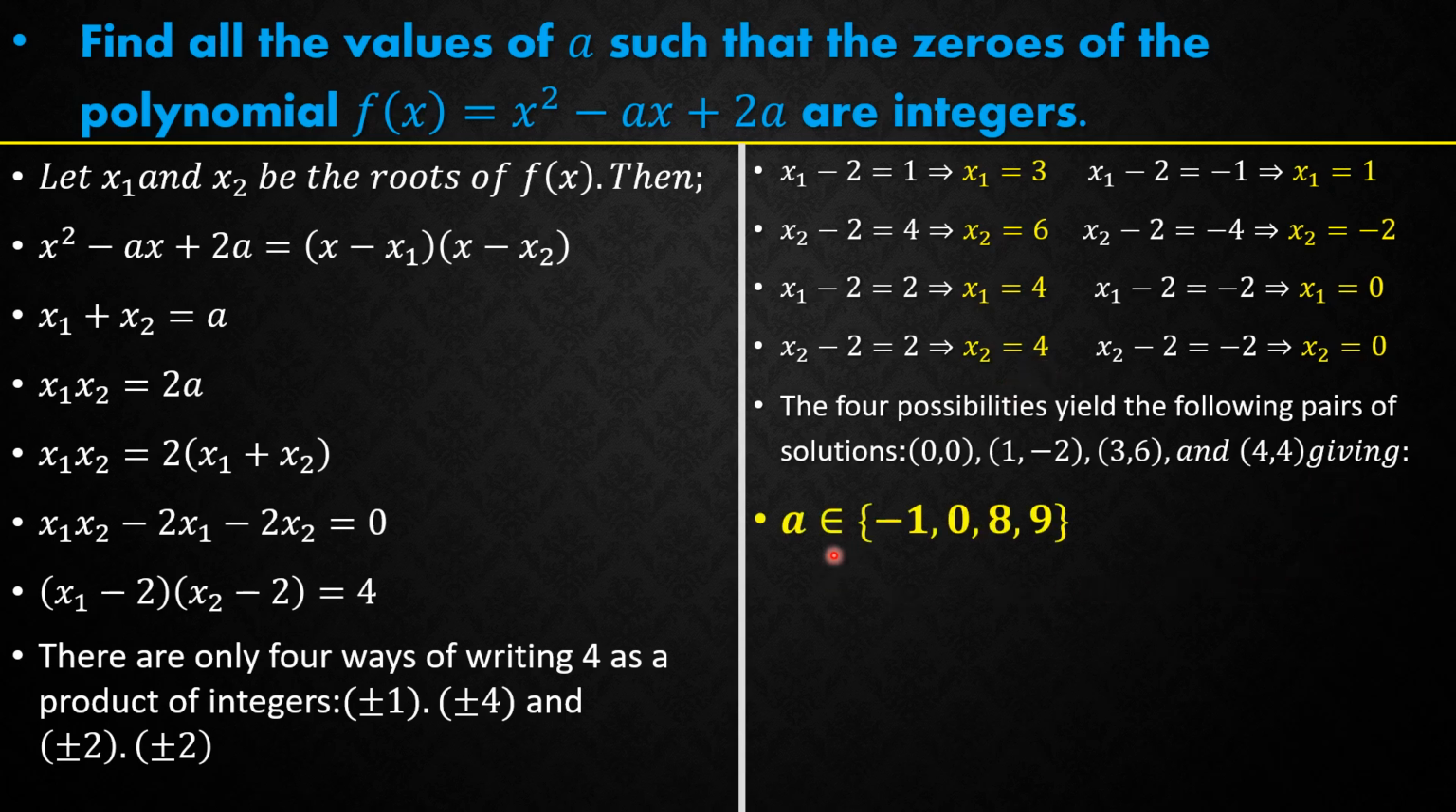Now we can get a there, because remember the question is asking us to get the values of a such that the zeros of the polynomial are integers. So what are going to be the values of a? Remember that again over here a is basically the sum of those roots, right? So if these are our various roots, let's just sum these ordered pairs. You sum 0 and 0, you have 0. You sum 1 and -2, you have -1. You sum 3 and 6, you have 9. You sum 4 and 4, you have 8. So that is the end of our problem.